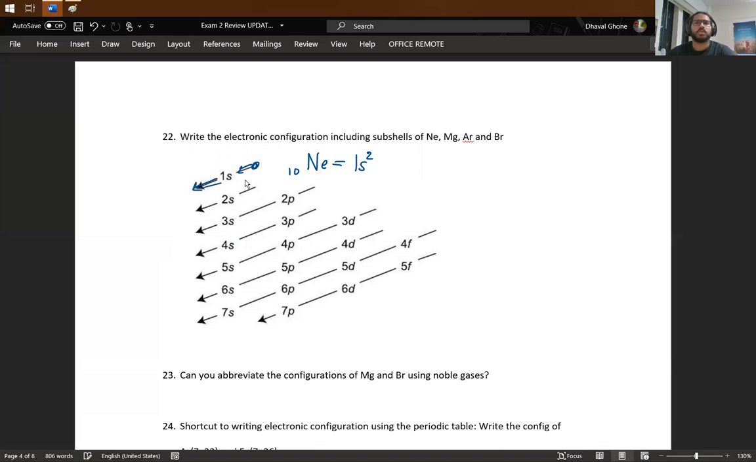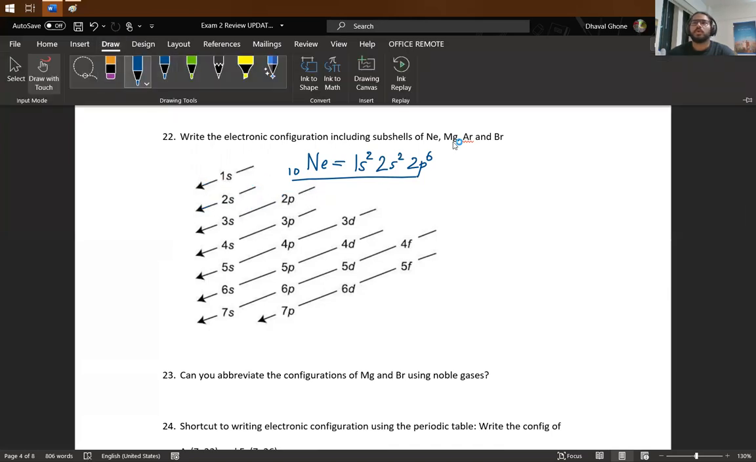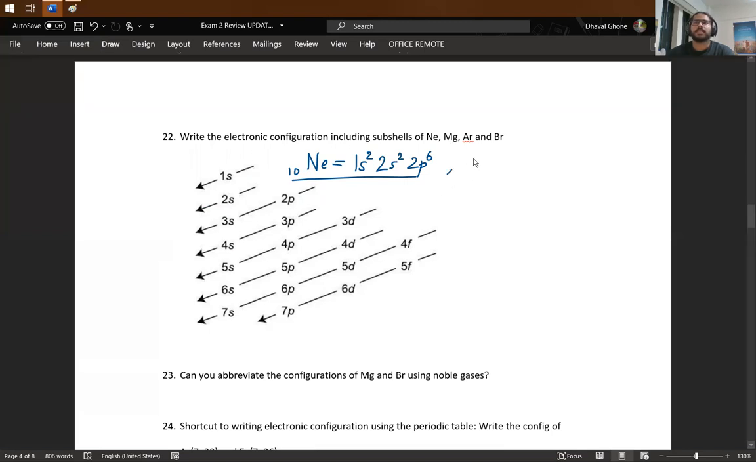The arrow ends. You jump to the next arrow and you see 2s. 2s can hold 2 electrons because s can hold 2 electrons. So I'll place 2s2. Out of the 8 remaining, I placed 2. I have 6 more to go. I keep following the arrow and then I reach 2p. I have 6 left. Capacity of p is 6, so I'll put 6 over there, and that's it. That's my configuration for neon. It'll be 1s2, 2s2, 2p6. Okay. I'm going to zoom through all these others, but the method remains the same.